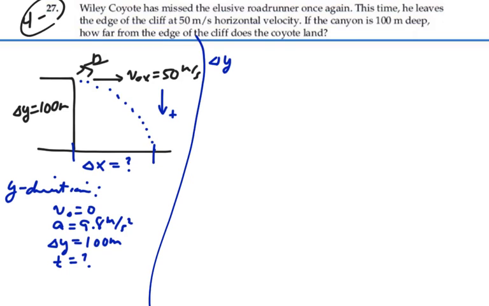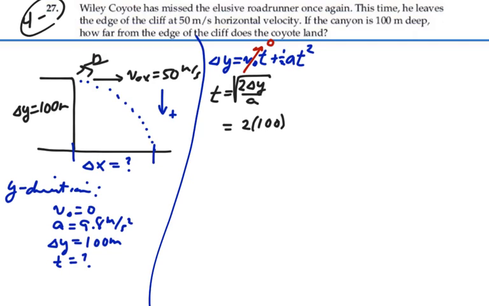We can say displacement delta y is equal to initial velocity times time plus 1/2 acceleration times time squared. But our initial velocity in the y direction is 0. So, solving for time, time is going to equal the square root of 2 times displacement divided by acceleration. And that's going to be the square root of 2 times 100 divided by 9.8, and that will be 4.52 seconds. So Wile E. Coyote will be in the air for 4.52 seconds.